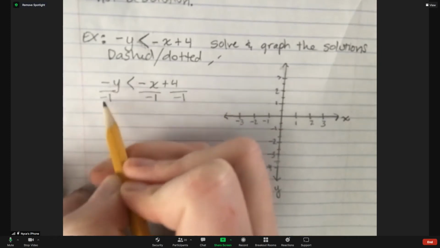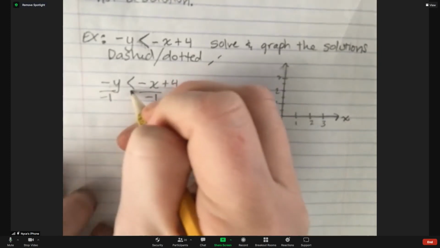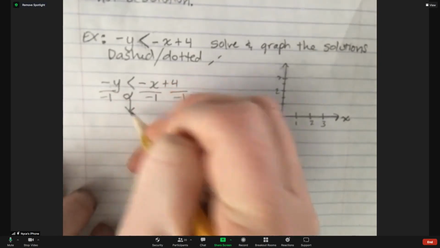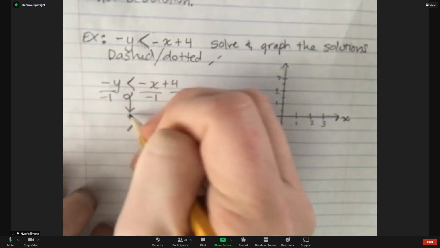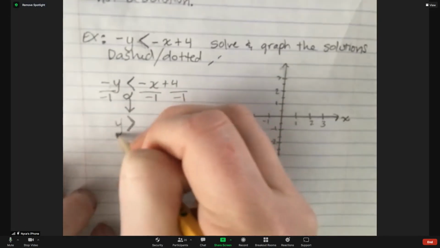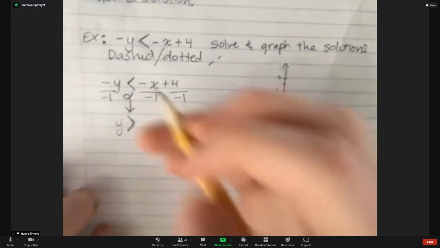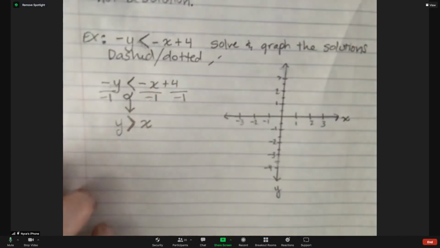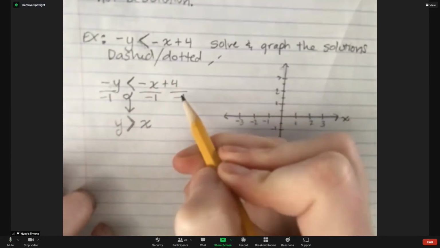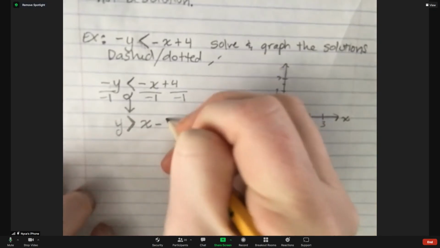Well, notice I'm dividing away the negative from the y. That means that the sign has to be reversed. So right now I'm reversing my sign. Now my y is there. Negative divided by a negative makes a positive, so now it's just positive x. And then 4 divided by a negative makes negative 4.